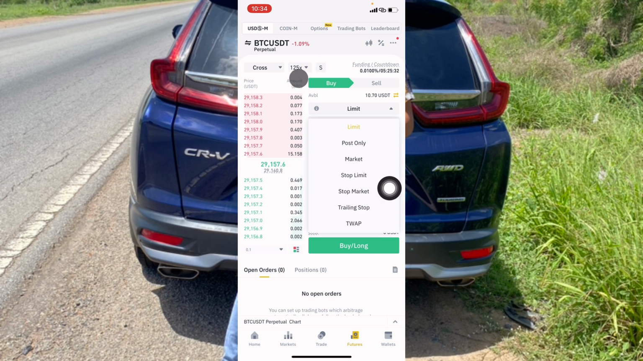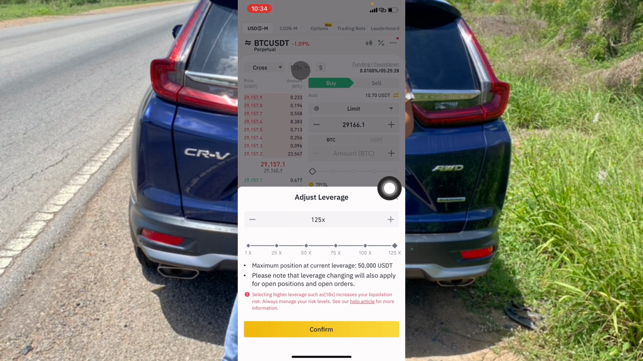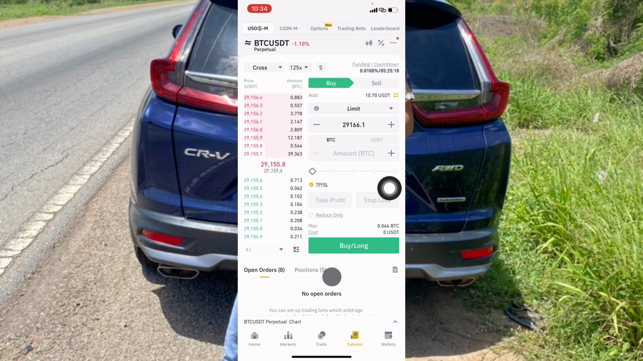So we also have the 125x, which is called leverage. If I click on the 125x at the top left hand side, you can see the more you increase the leverage, the more money you can make and the higher the risk. If you are starting out, Binance will make you start with 20x leverage.